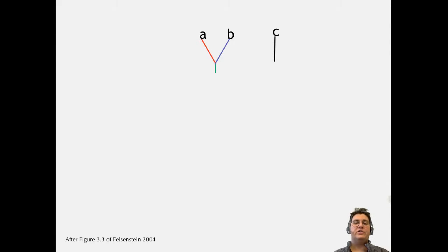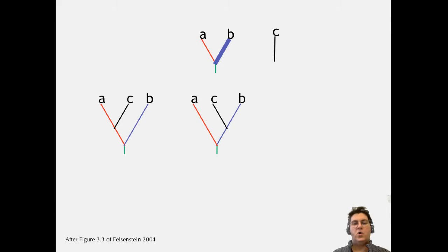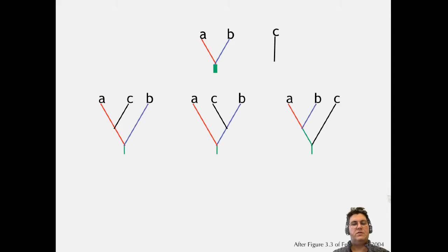If I want to add a third taxon, C, where could it go? Well, it could go on this branch leading to A, and so I get this tree out. It could go on the branch leading to B, and I get this tree out. Or it could go on the branch below A and B on a rooted tree and get this tree out. So I've gone from one tree to three trees. Okay. What about the next step?